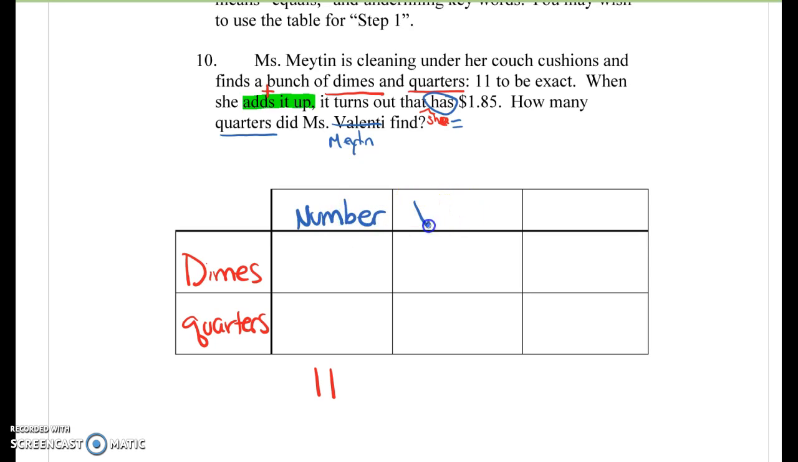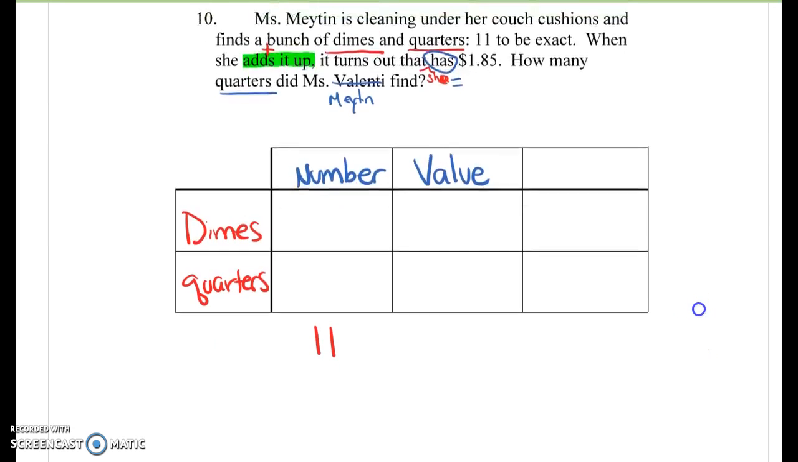Okay, so the first thing that we need to do is remember that there's a difference between the number of quarters and the value of the quarters. The next thing for step 1 is that we remember that they equal 11 coins. Now, the problem wants us to find quarters.